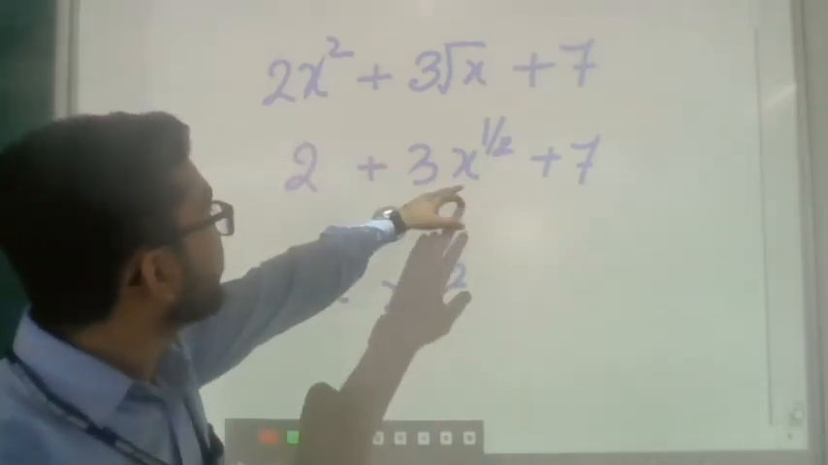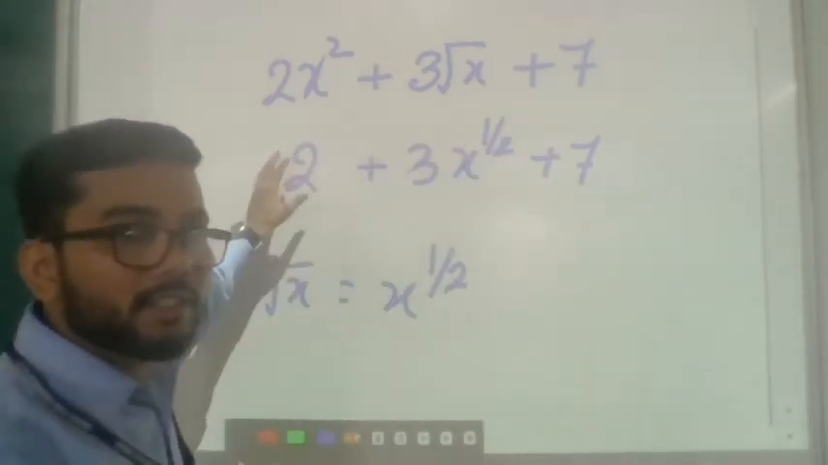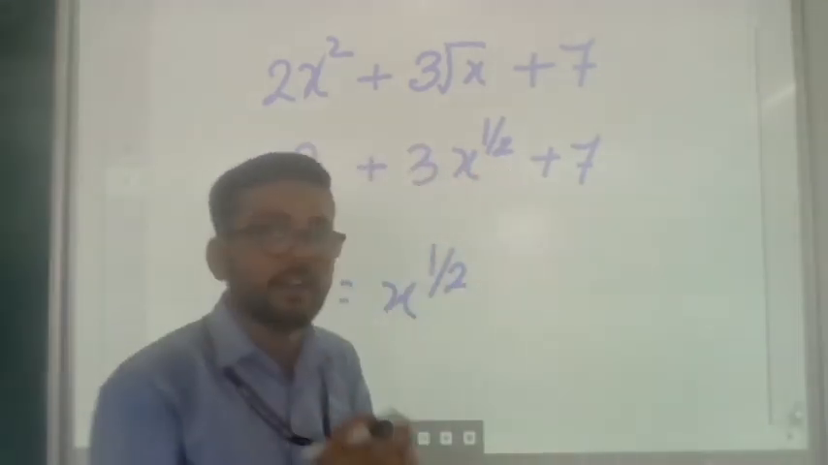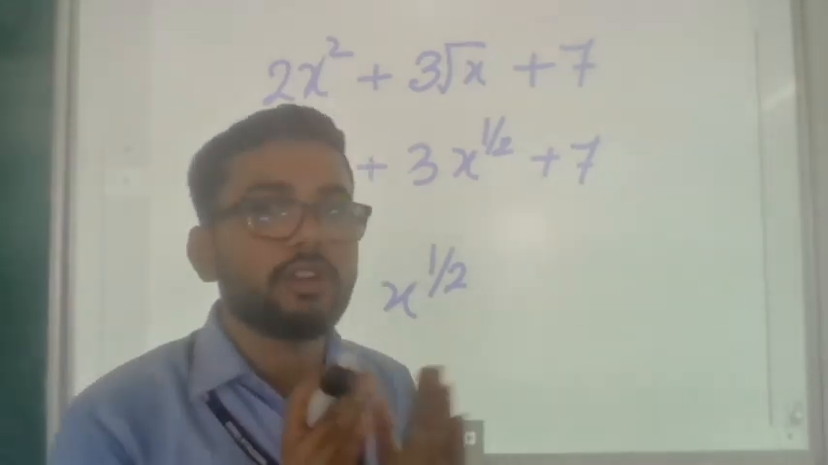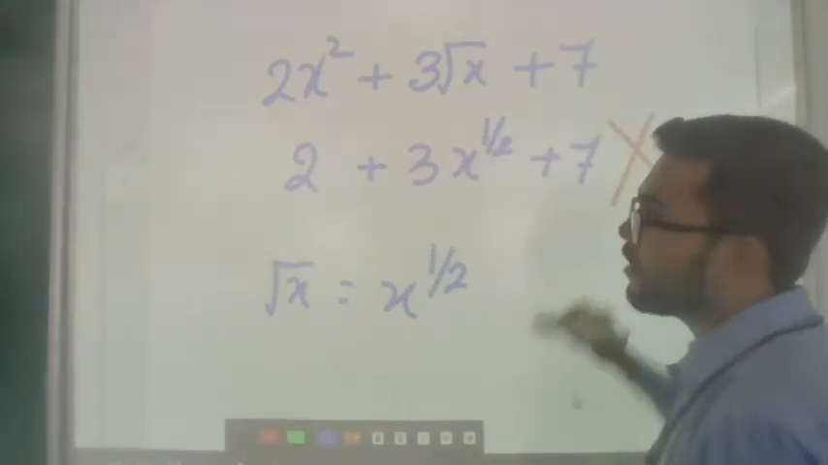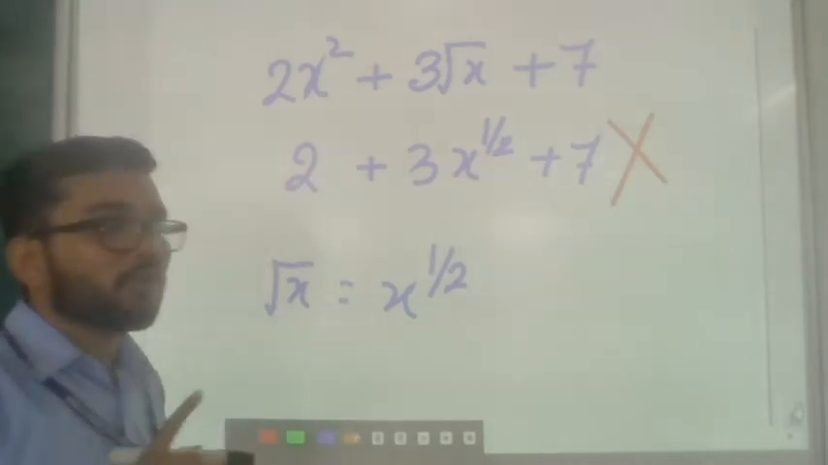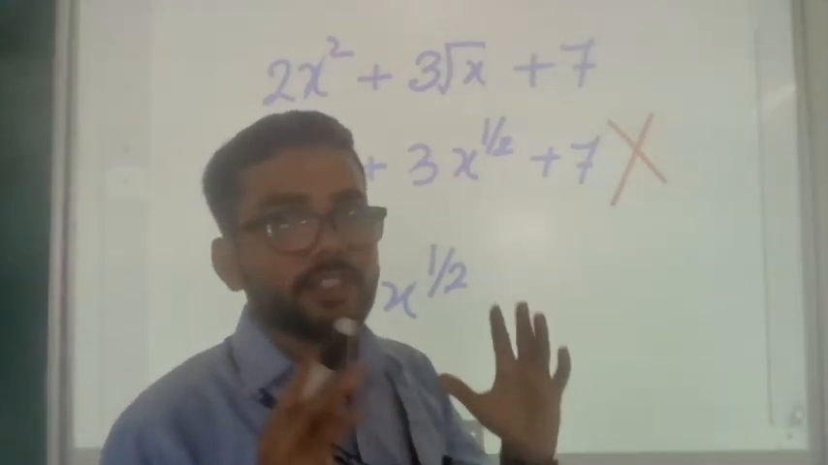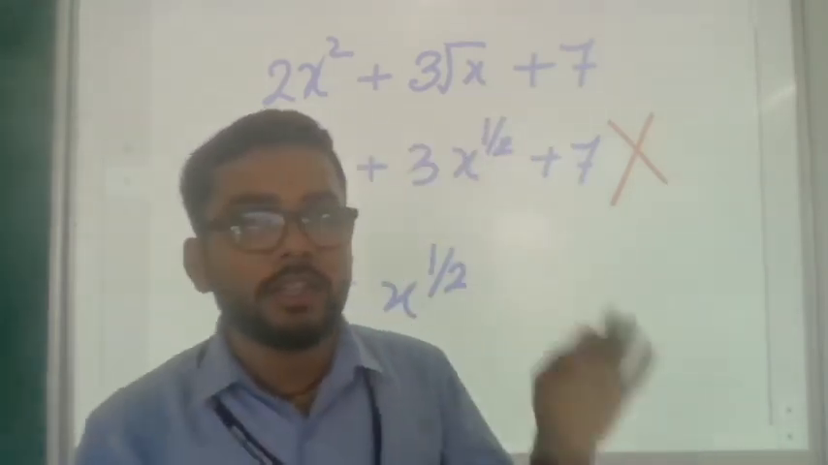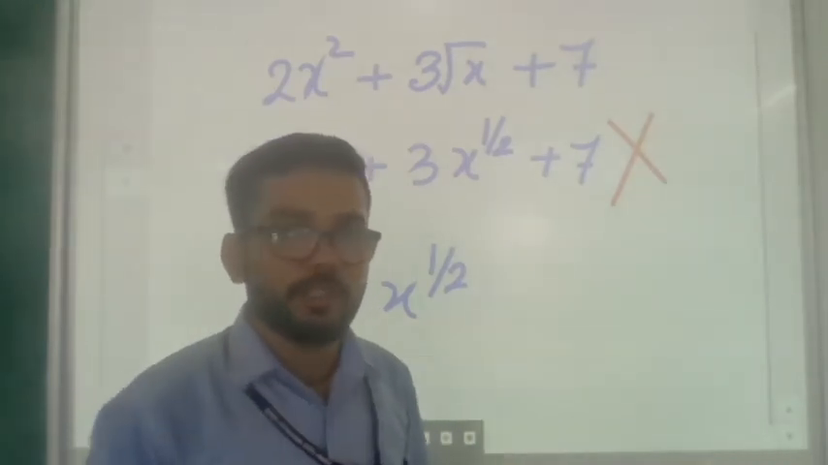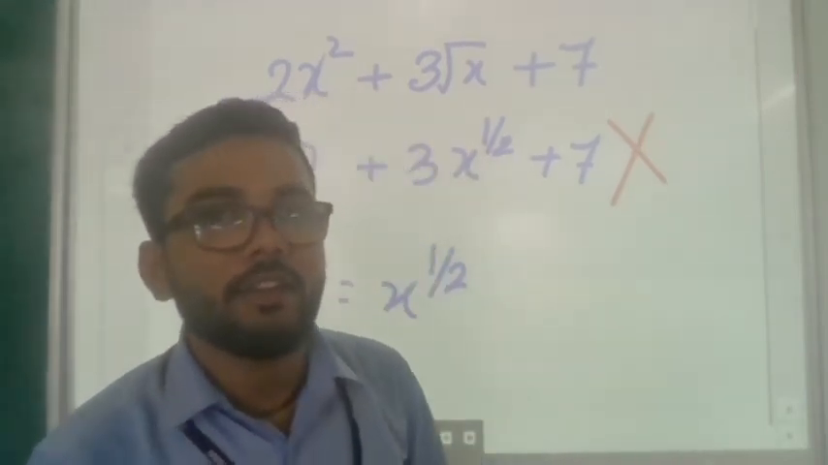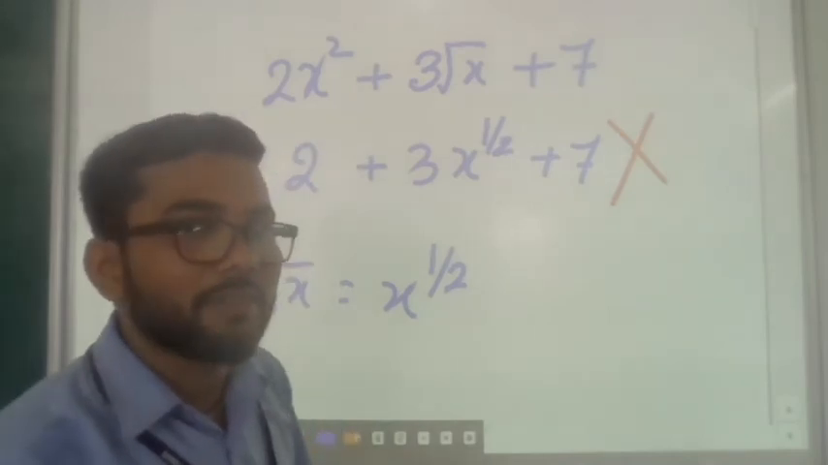That is why this is an algebraic expression, but it is not a polynomial, because the power of this variable is not a non-negative integer. It is not a whole number. That is why it is not a polynomial. A polynomial is an algebraic expression which consists of coefficients and variables with non-negative integral powers.